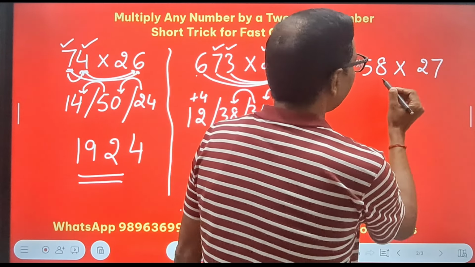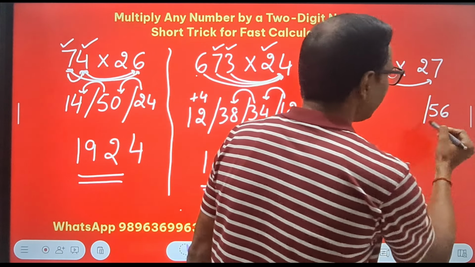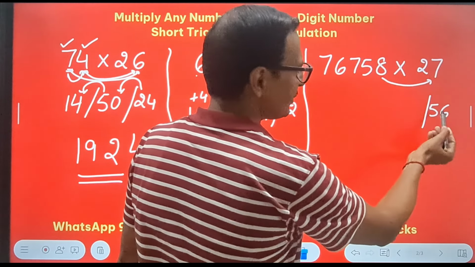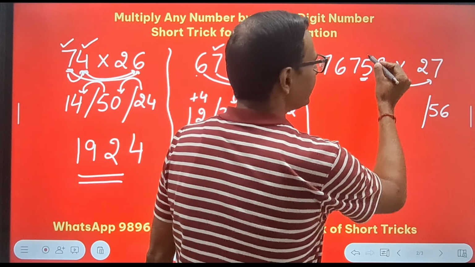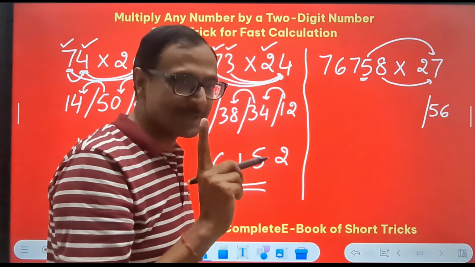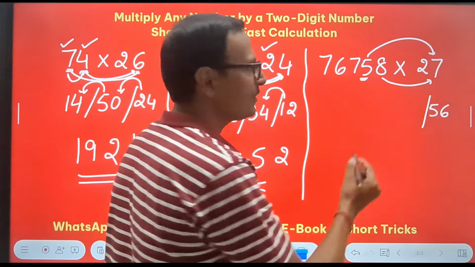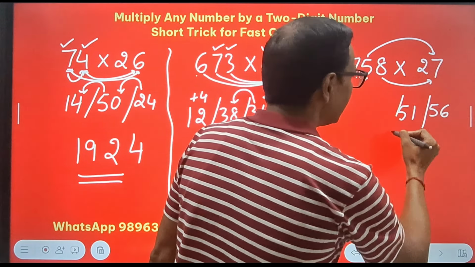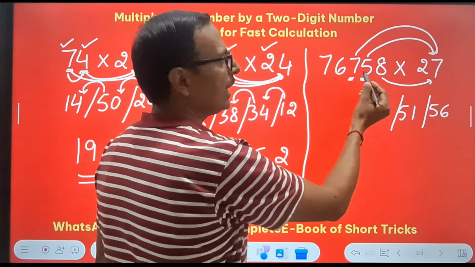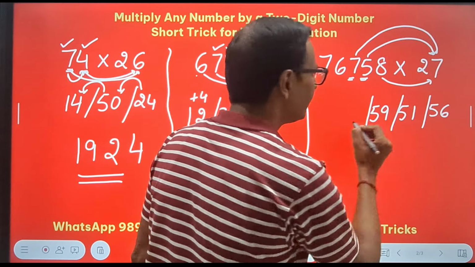Okay, 8 times 7. 8 sevens are 56. So how many numbers will I write here? 5-digit means 6 numbers, right? So 8 sevens are 56. Done. 5 sevens are 35, and double of 8 is 16. See, what am I doing? 5 sevens are 35 and 16 is 51. So I'll write a 51. Then comes 7. So 7 times 7 is 49, and double of 5 is 10. So 59. Here we get 59.